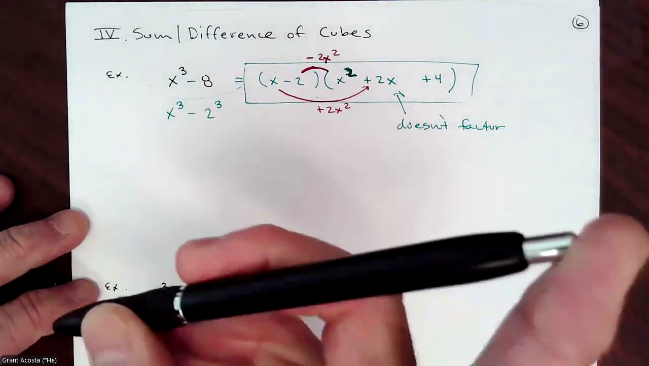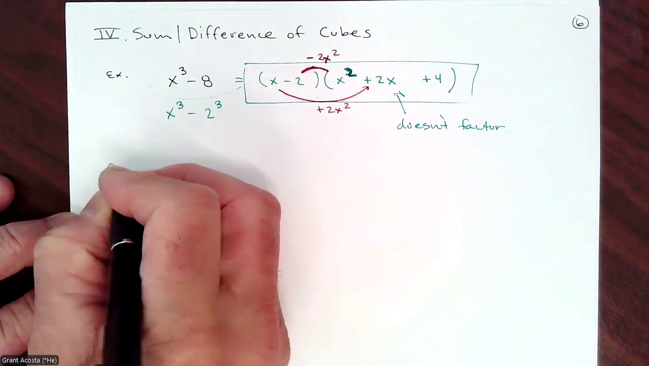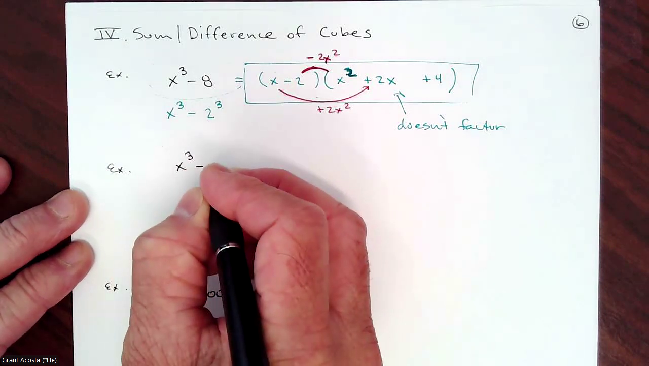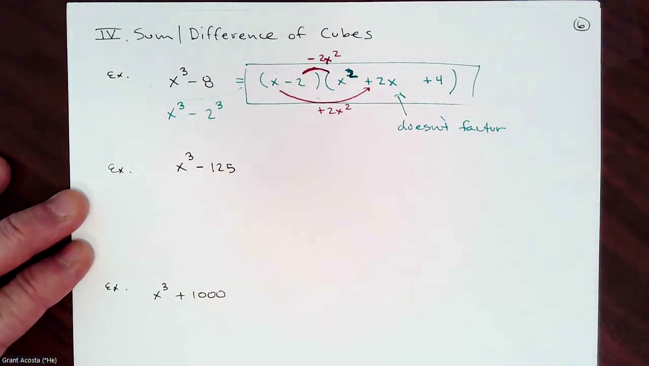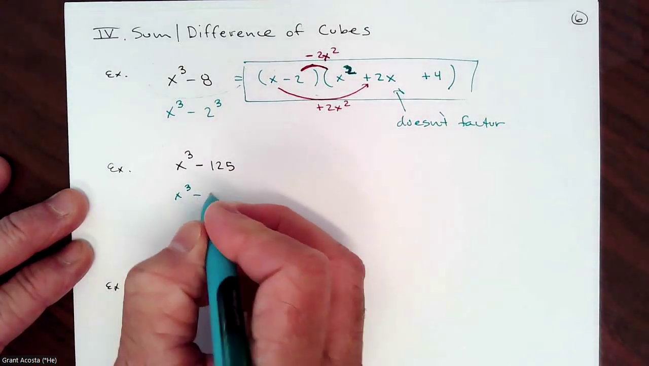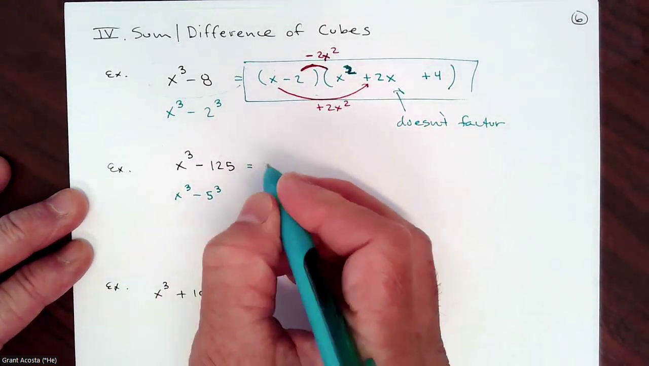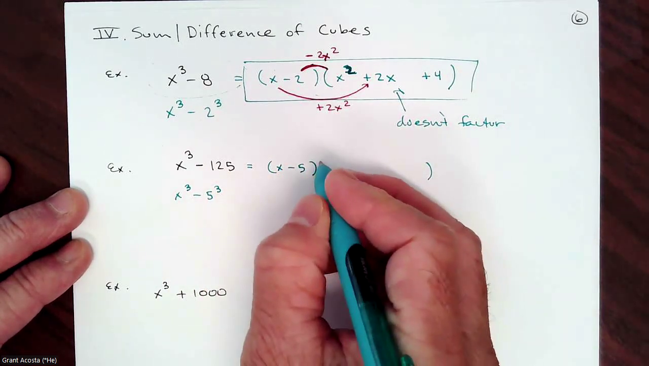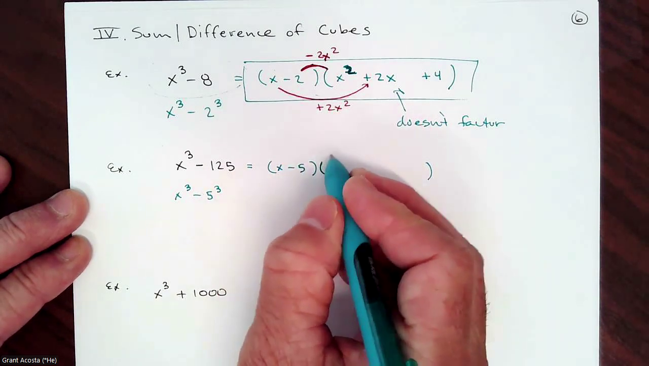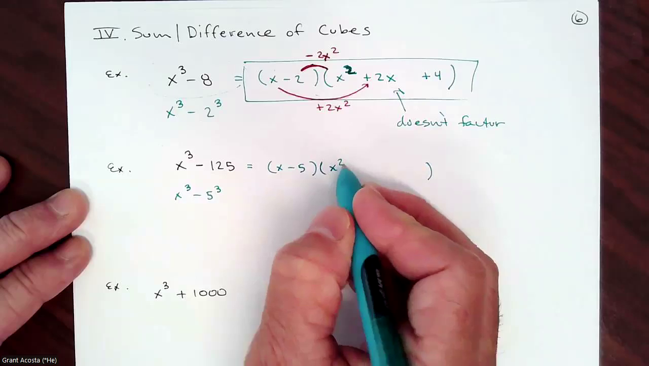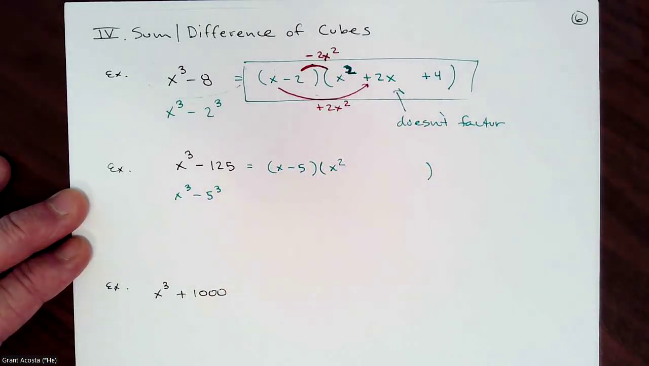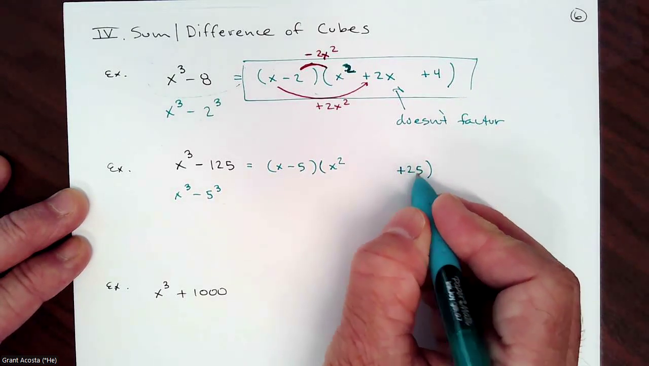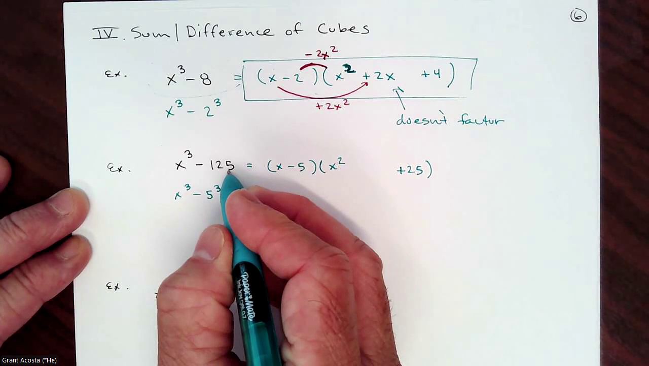Let's try one more difference of cubes. I'll throw in another example just so we get the idea of this. So let's say I had x cubed minus 125, which is really x cubed minus 5 cubed. 125 is 5 cubed. So this is going to be x minus 5. Okay, the last term is going to have 3 terms. Just like we did for the other one, there has to be an x squared here, so that gives me x cubed. There has to be -5 times +25 gives me -125.